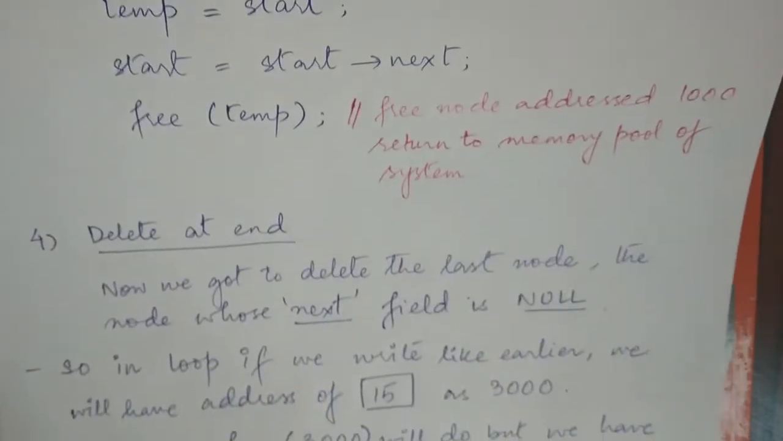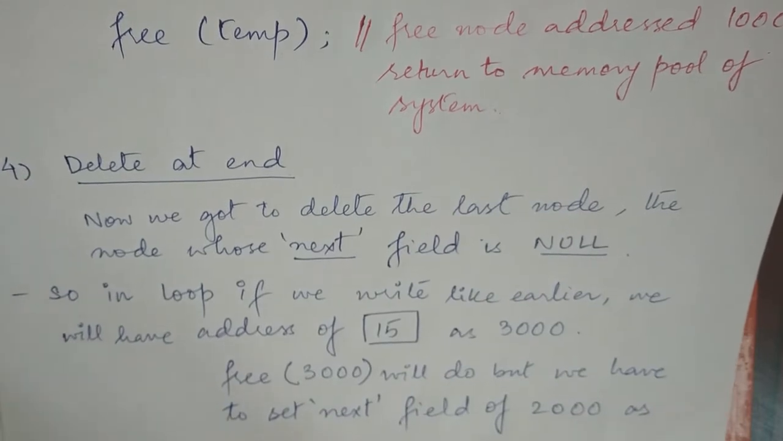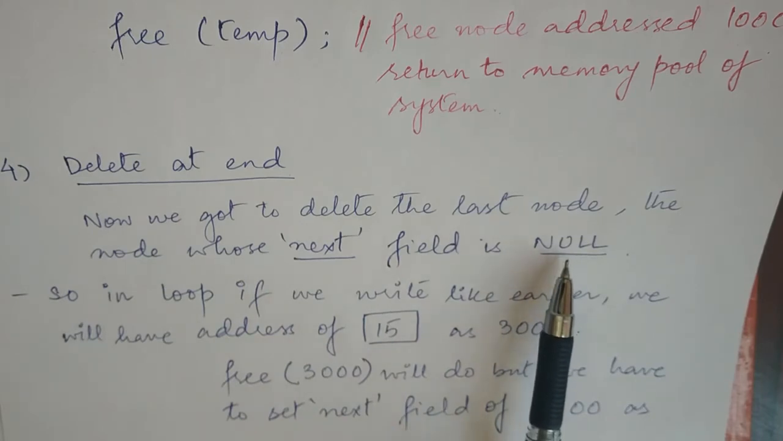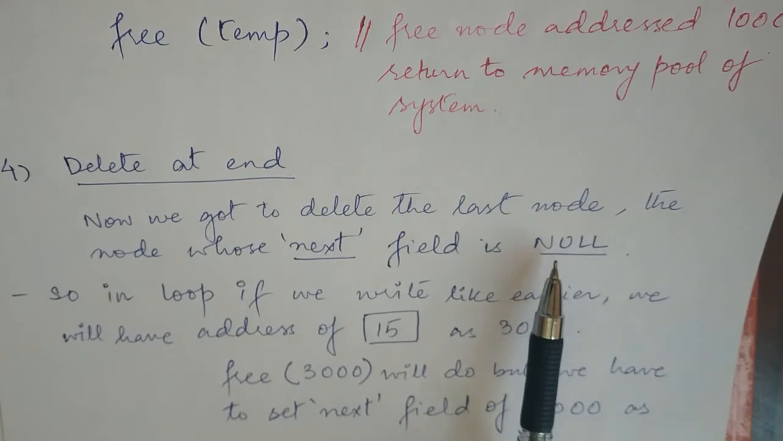Now we have delete at the end. To delete the last node of the linked list, you have to get to the end of the linked list. So we will use that loop which we use to traverse a linked list. We know the end of the linked list is specified by the next field of the last node, which is null. So we know when we reach the last node.